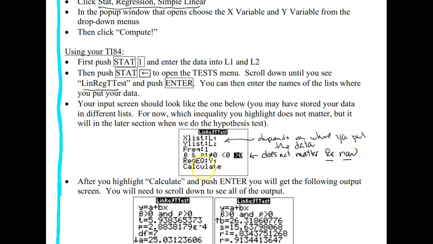But then again, next to regression equation, we should still have Y1 typed there. We typed that in the last section, so if you don't have that there, again, you can type VARS, right arrow, 1, 1. We'll put Y1 next to regression equation.